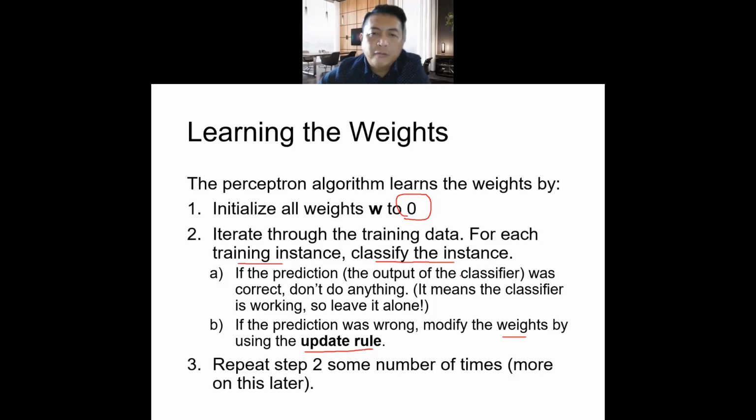If the actual and the predicted class are the same, you don't do anything. But if they are not the same, that means you have to adjust the weights. This will be repeated for some number of times. So how do they update the weights with the rule?